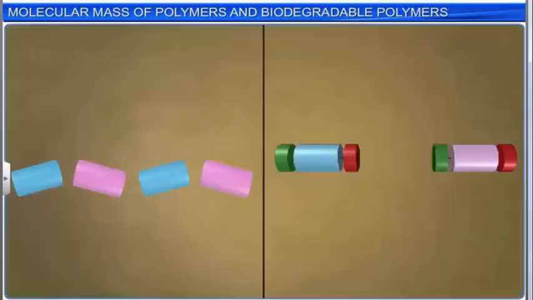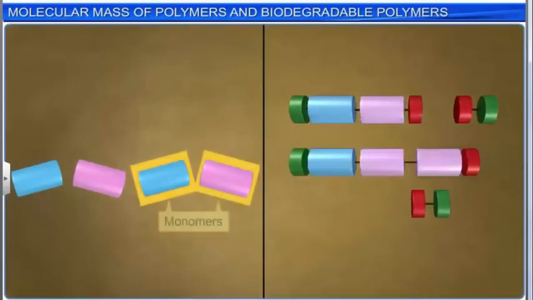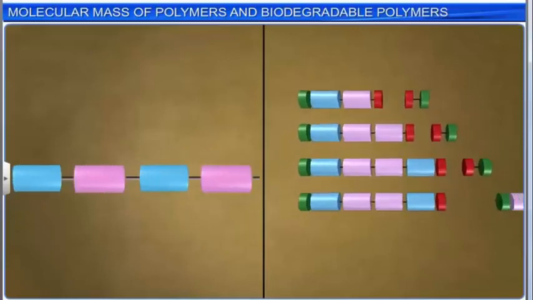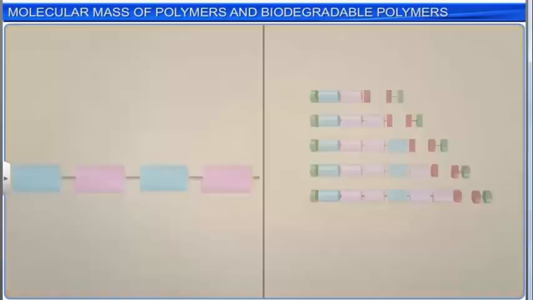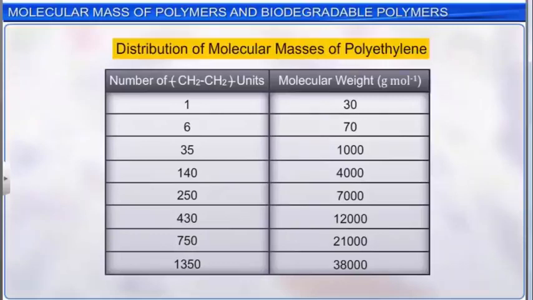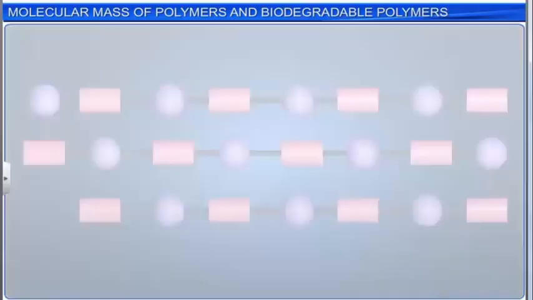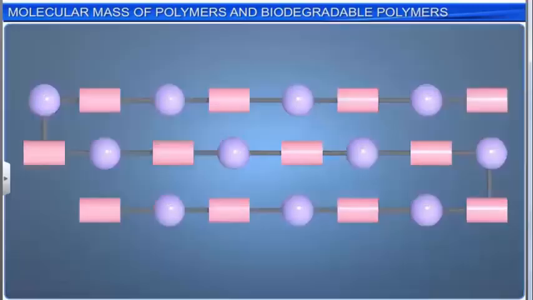In other words, the behavior of a polymer depends upon the availability of monomers in the reaction mixture or the way the polymer is produced. Therefore, the molecular masses of polymers are best described as a distribution of molecular masses. So, when we discuss molecular masses of polymers, it's most appropriate to discuss average molecular masses.